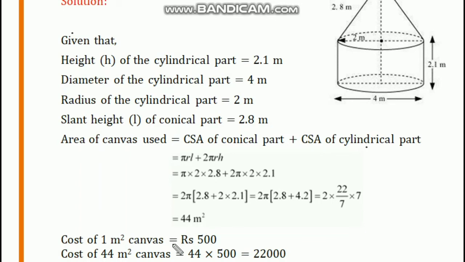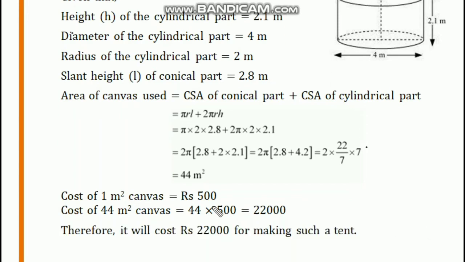Already given, the cost of 1 meter square canvas is rupees 500. Then the cost of 44 meter square canvas is 22,000. So therefore it will cost rupees 22,000 for making such a tent.